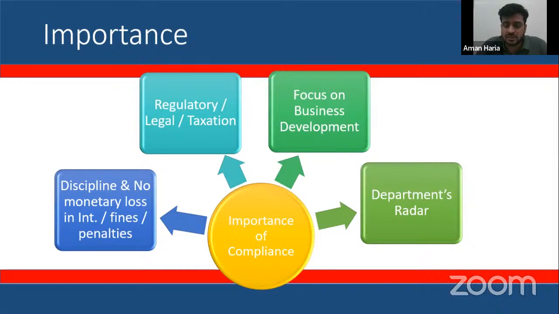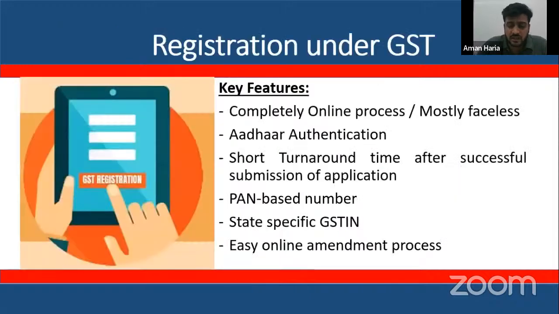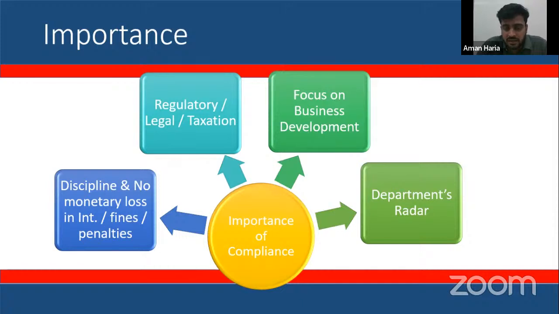And last but not the least is the department's radar. If you are compliant, there is less chance that you would be under the department's radar. You would be caught more often than not only if you are not compliant. You would also see notices which are issued regularly to assessees or taxpayers who are not compliant rather than those who are compliant taxpayers.